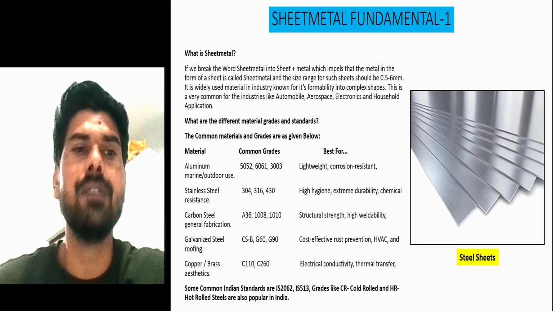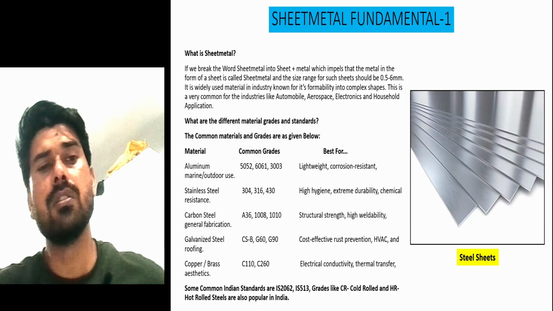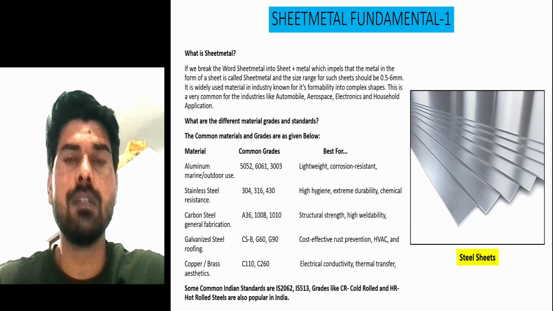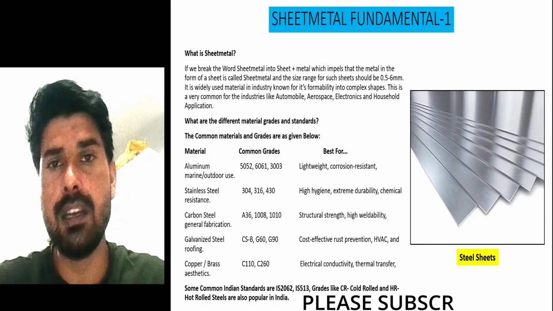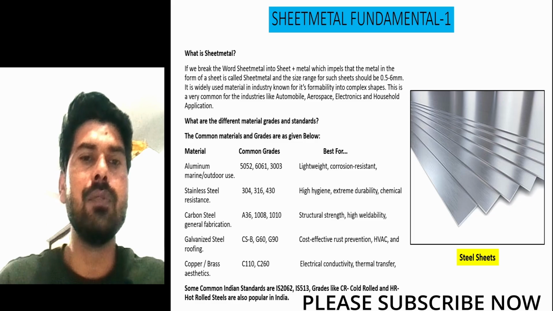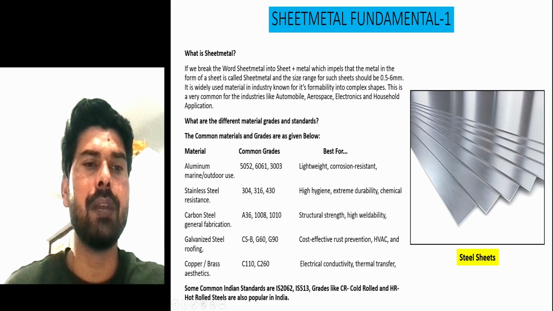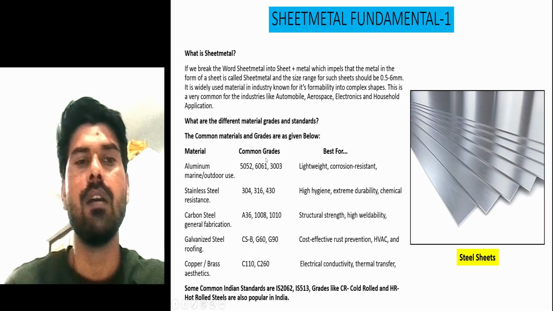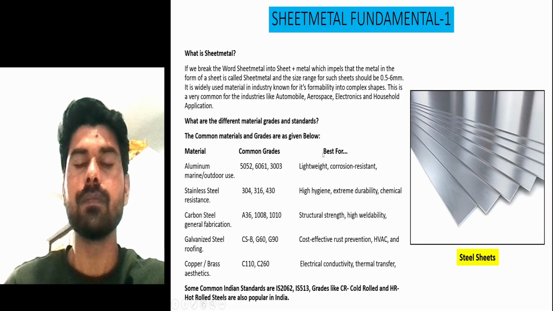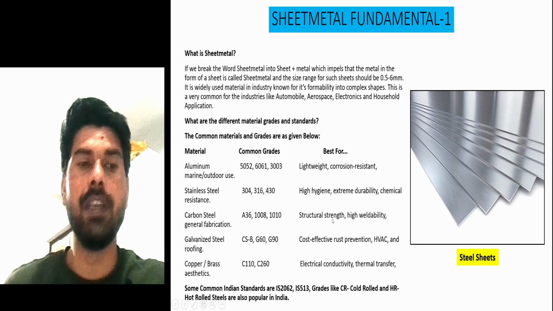metal category of material. And the next question is, what are the different materials, grades and standards that are currently being used in the industry? I have prepared a table for you that you can watch. In the first column, I have given materials. In the second column, I have given common grades, and in the third column, I have given the respective application areas.